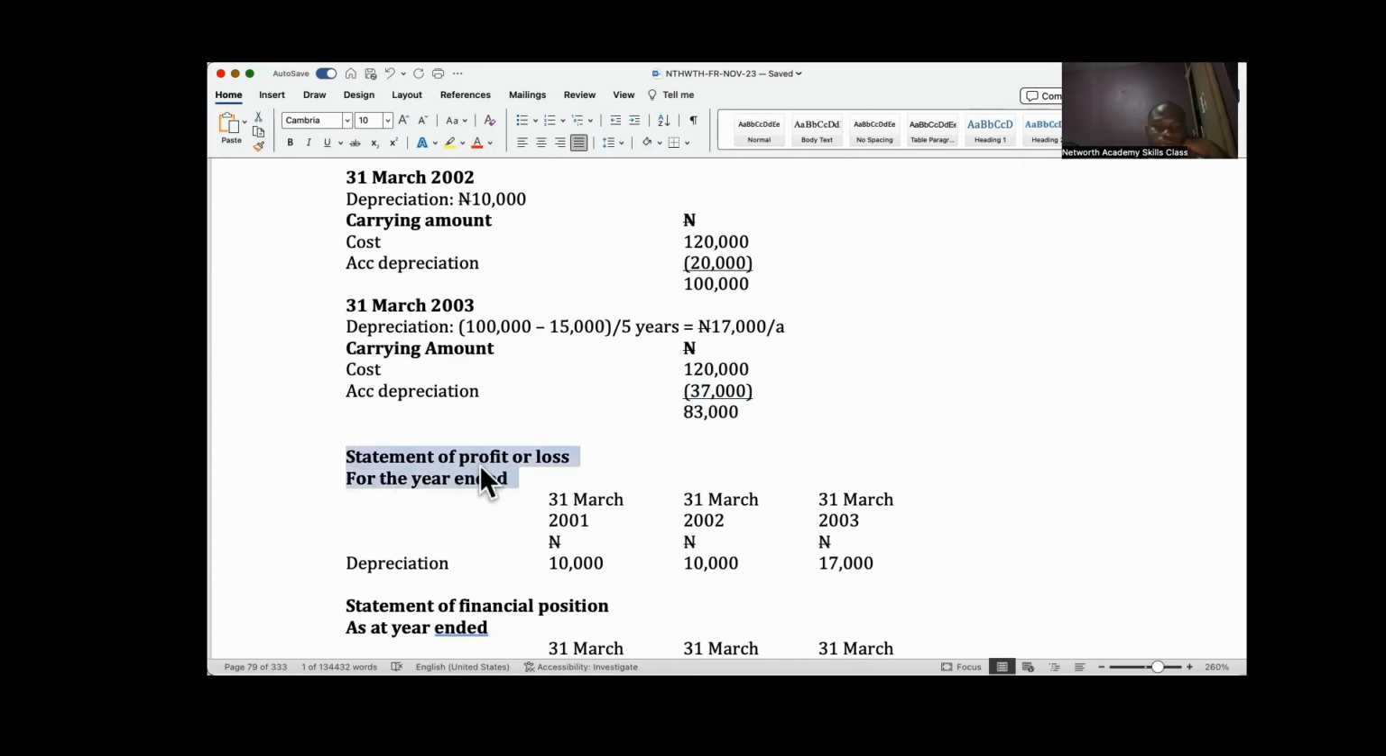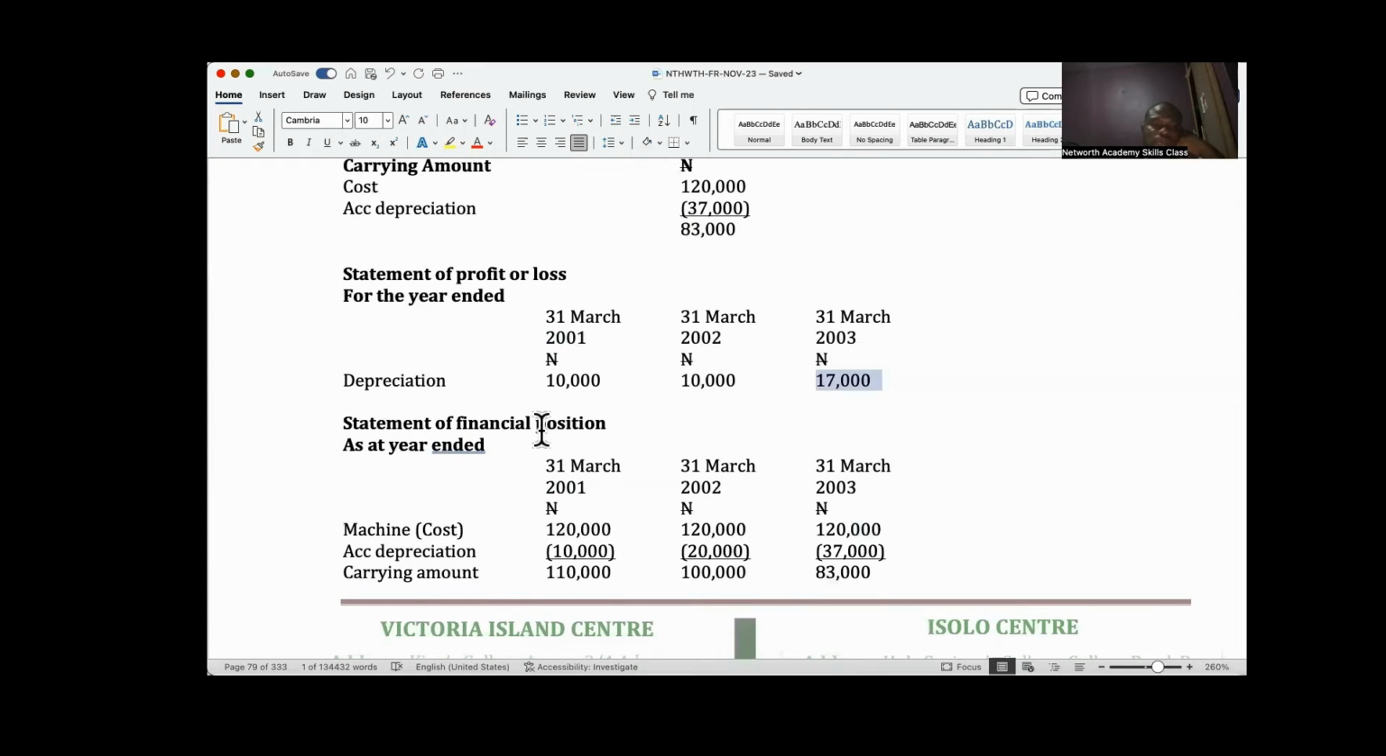In my PRL, for the years ended 2001, 2002, 2003, the depreciation that goes to PRL is 10,000 in year 1, 10,000 in year 2, and 17,000 in year 3. In my statement of financial position, my cost doesn't change in all the years. But my accumulated depreciation in year 1 was 10,000, giving me a carrying amount of 110,000. In year 2 it is 20,000, giving a carrying amount of 100,000. In year 3 it is 37,000, giving a carrying amount of 83,000.